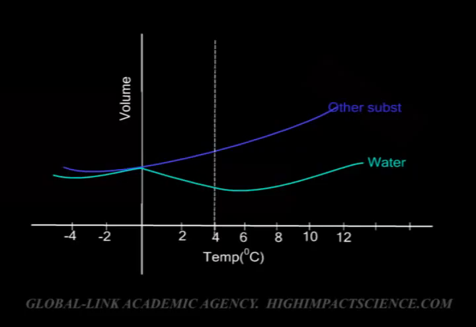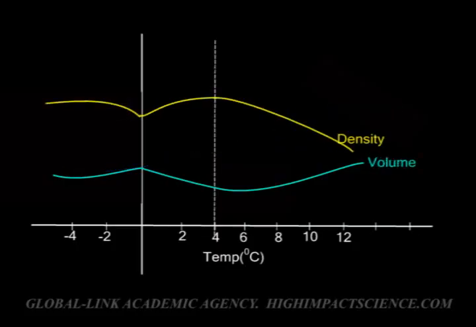Since the volume of a given mass of water is a minimum at 4 degrees Celsius, water at this temperature has maximum density, slightly higher than 1 gram per centimeter cubed.